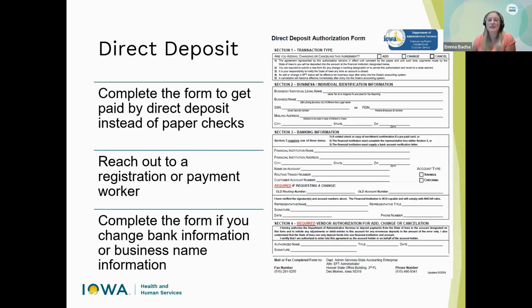Direct deposit. If you'd like to get direct deposit for your payments, you'll need to complete this form to get the direct deposit instead of paper checks. Please reach out to either a registration or a payment worker for this form, and we would be happy to give it to you. And you'll complete the form if you change your bank information or you change your business name, or if you just want to start direct deposit if you have not done that yet.